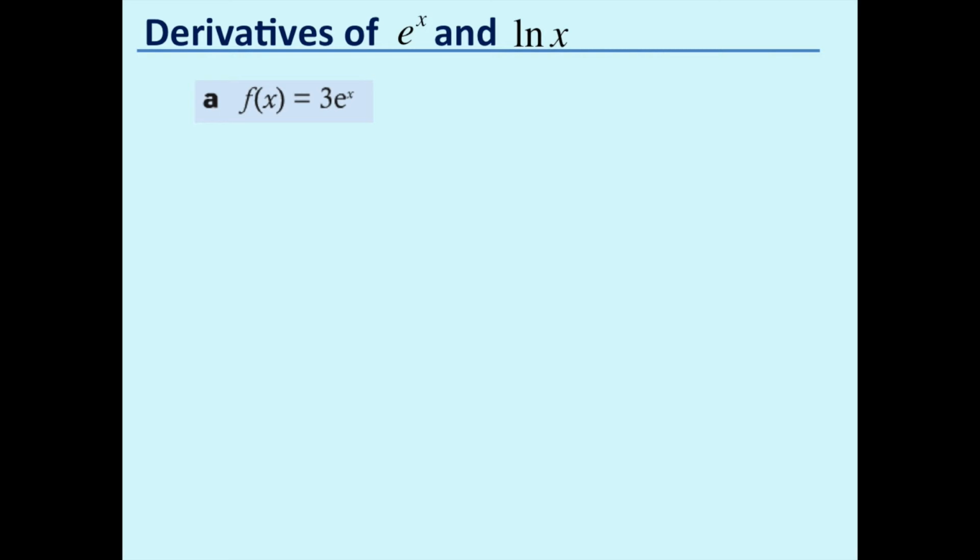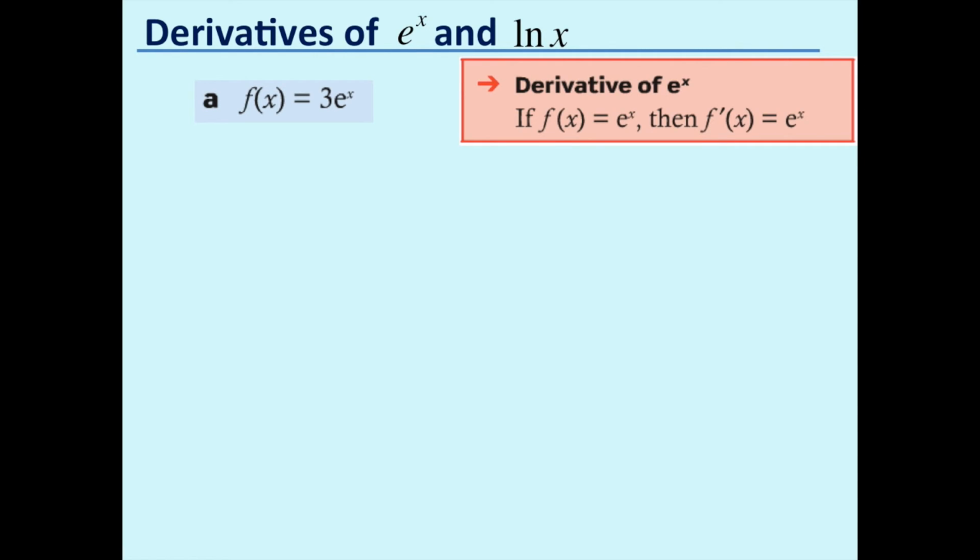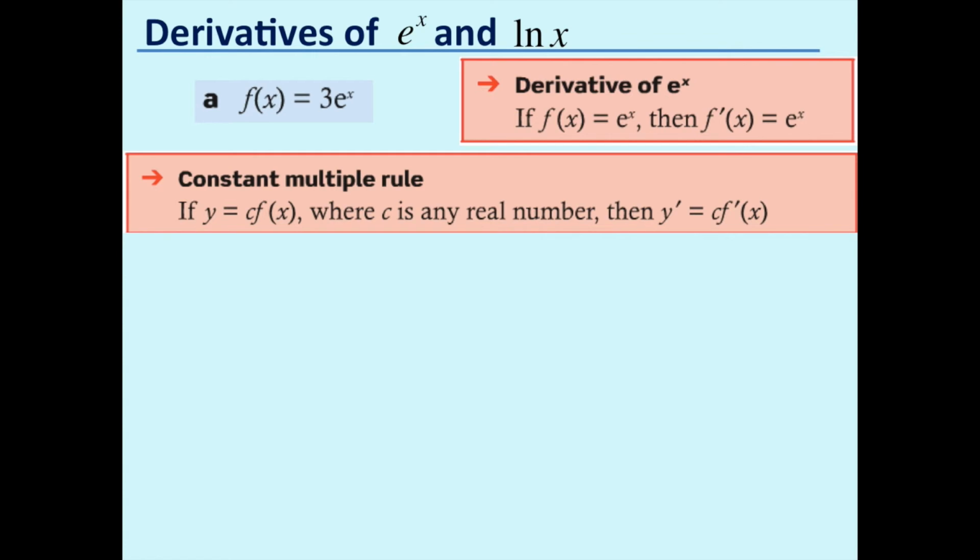Question 1 then, f(x) equals 3 e to the x. So we already know that the derivative of e to the x is e to the x, and then this is just the constant multiple rule, 3 times e to the x. So all we're going to do is just separate this up. This is going to be 3 times the derivative of e to the x, which is also 3 times e to the x.